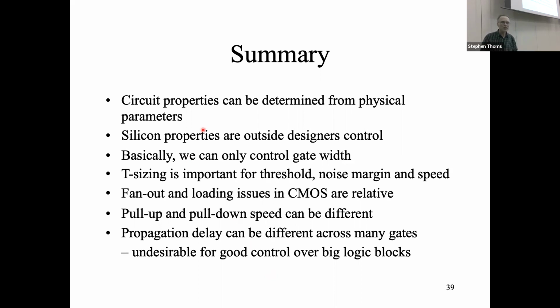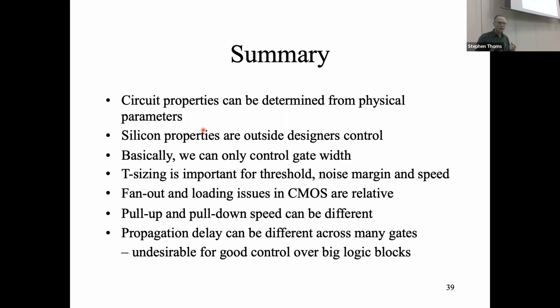So the circuit properties are essentially determined by the physical parameters, and the silicon properties are outside the designer's control. But what we can control is the gate width. And so T sizing or transistor sizing is essentially varying that gate width appropriately to set consistent thresholds, noise margins, and speed.